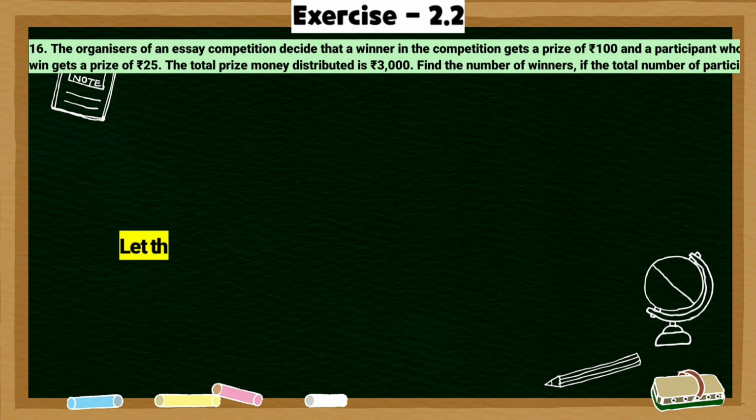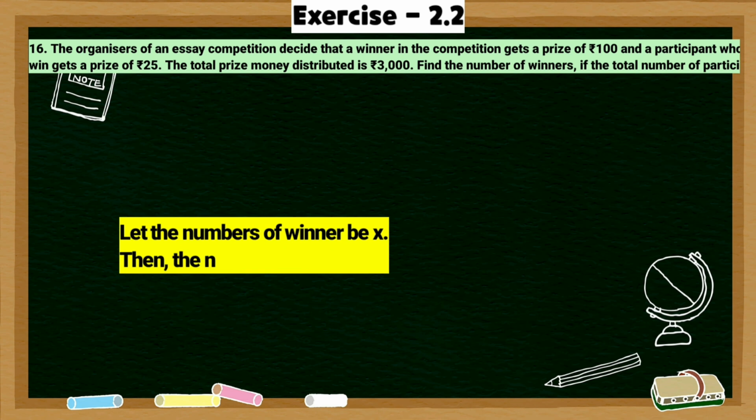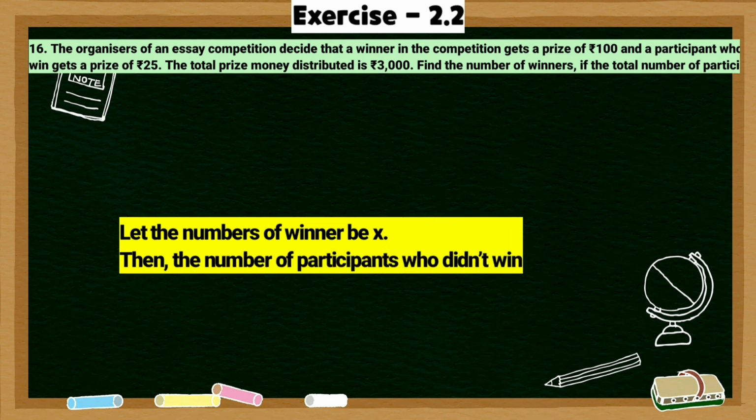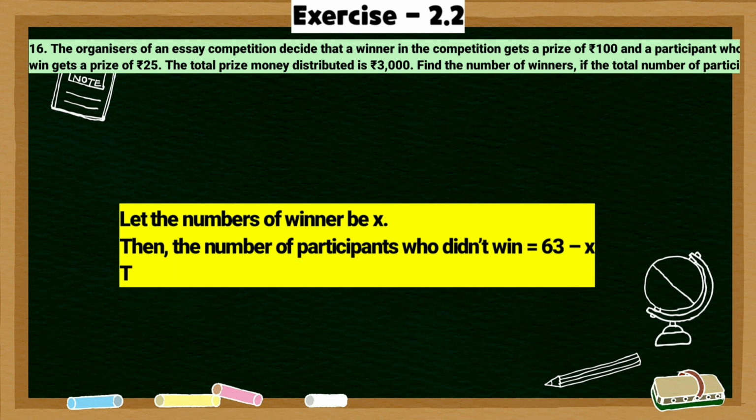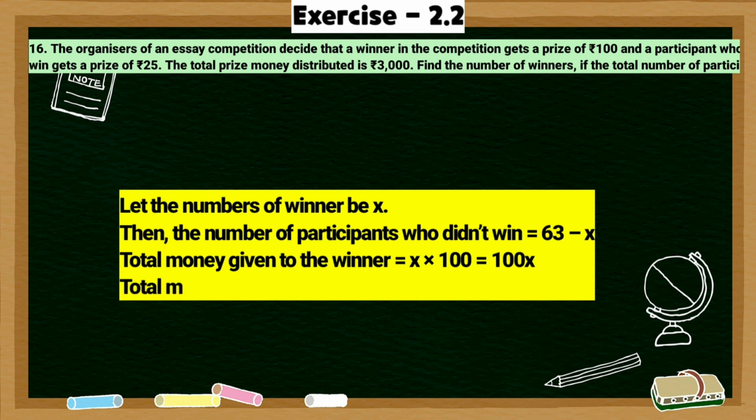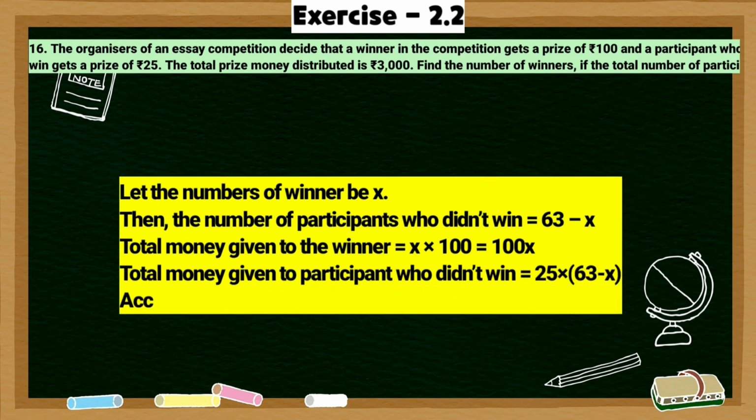Let the number of winners be x. So we know that the number of participants is 63. So the number of participants that did not win will be 63 minus x. So total money given to winners is x multiplied by 100 rupees, that is equal to 100x. Total money given to participants who did not win is equal to 25 multiplied by 63 minus x.